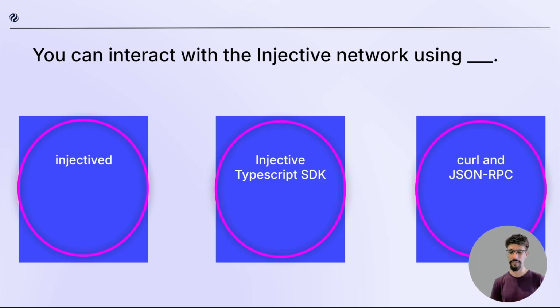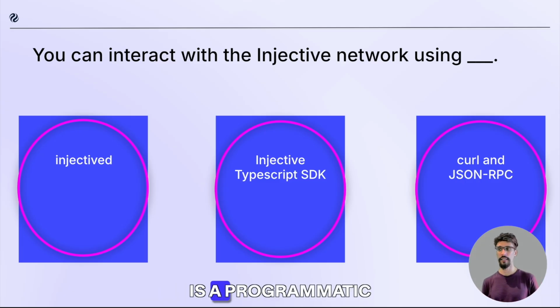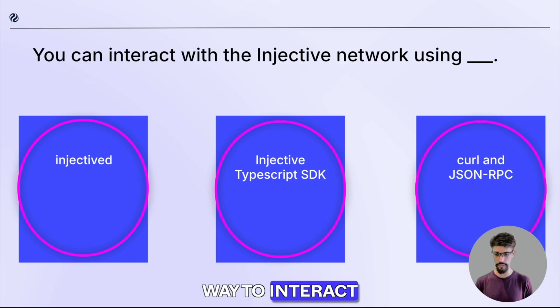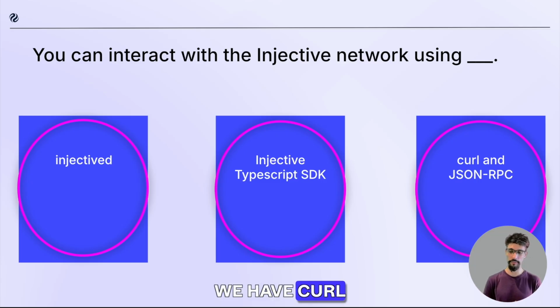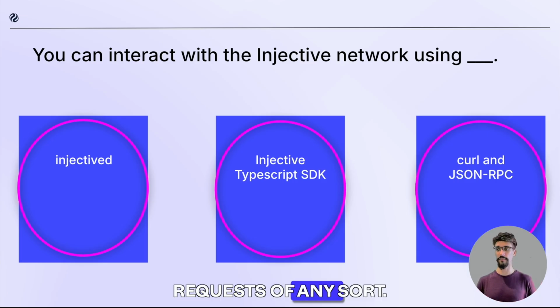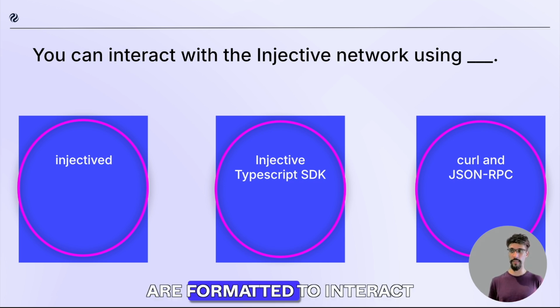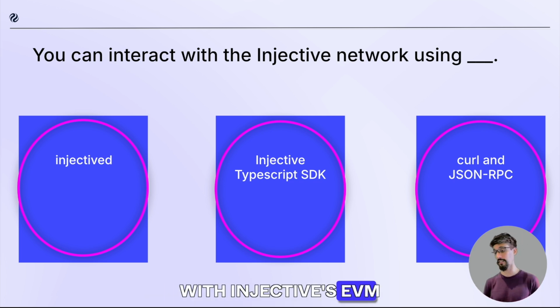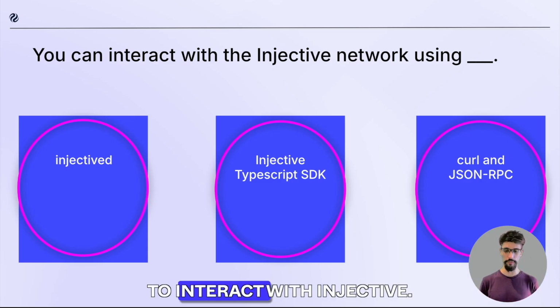Did you get that right? So Injective is a command line utility that allows you to interact with the Injective network. Injective TypeScript SDK is a programmatic way to interact with the Injective network. And finally, we have curl, which is a command line tool that allows you to do HTTP requests of any sort. And so that means that you can issue JSON RPC requests that are formatted to interact with Injective's EVM as well. So all three are valid options when you want to interact with Injective.